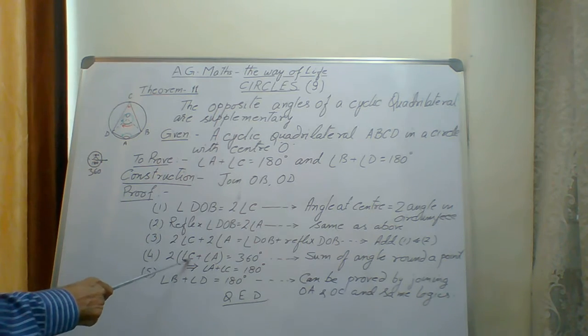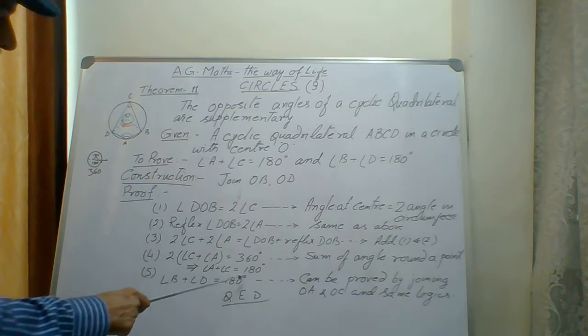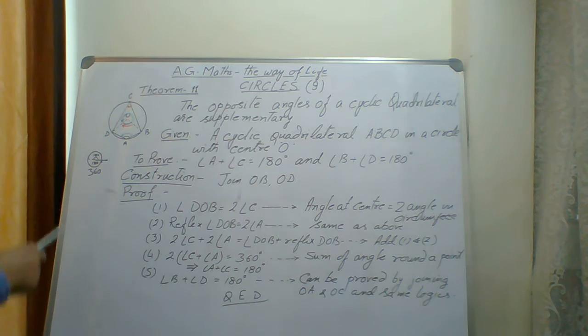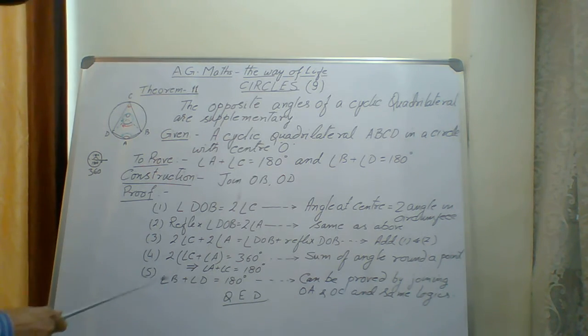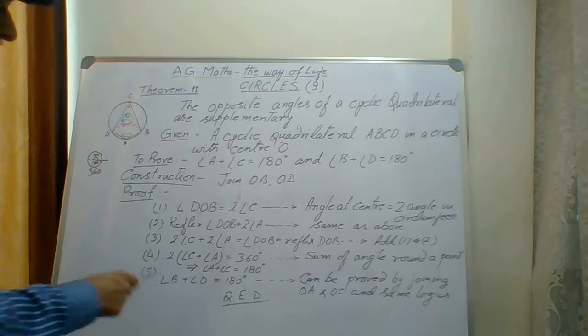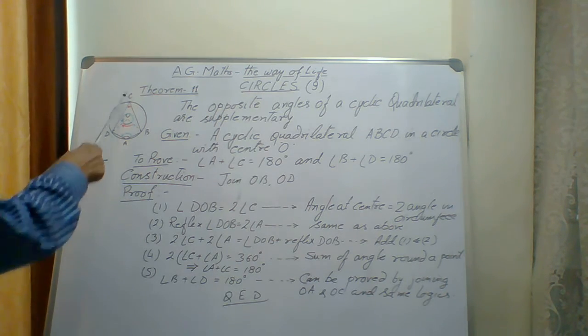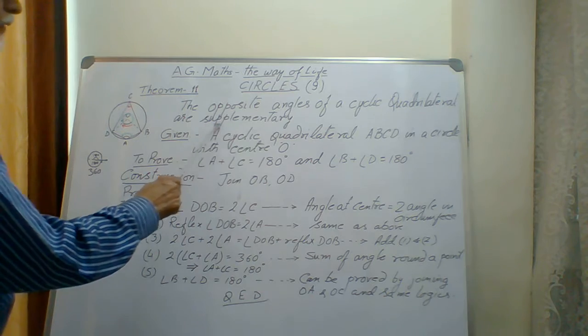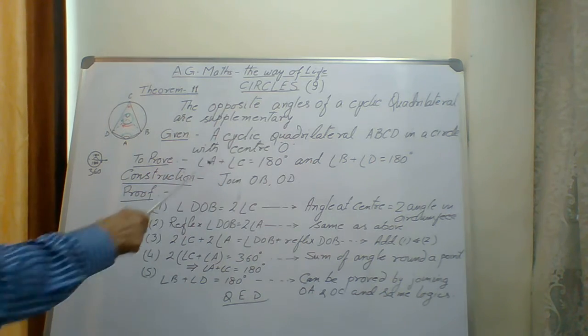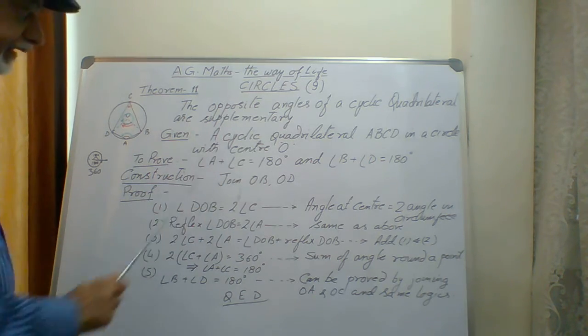So 2 times angle C plus angle A equals 360, so angle C plus angle A, dividing by 2, becomes 180. As soon as it becomes 180, that means it is a straight line. So angle A plus angle C is 180, which means they are supplementary. The supplementary way of writing is also 180 degrees.